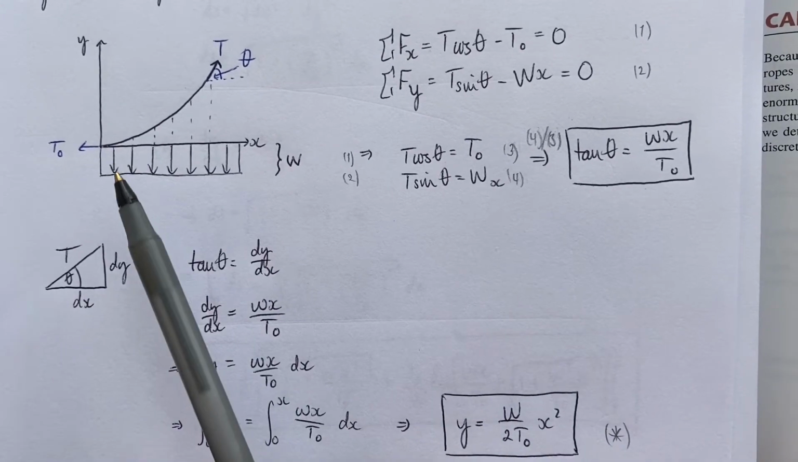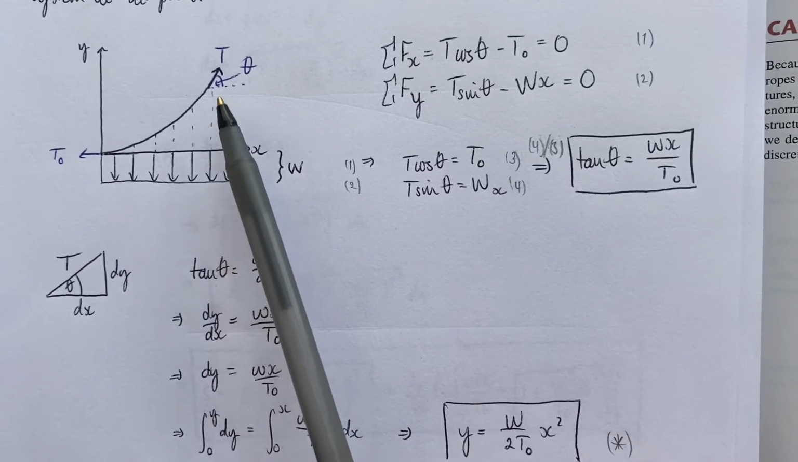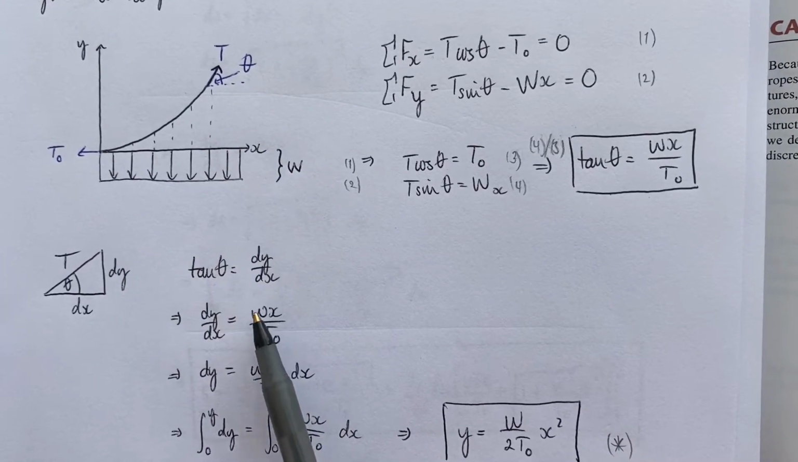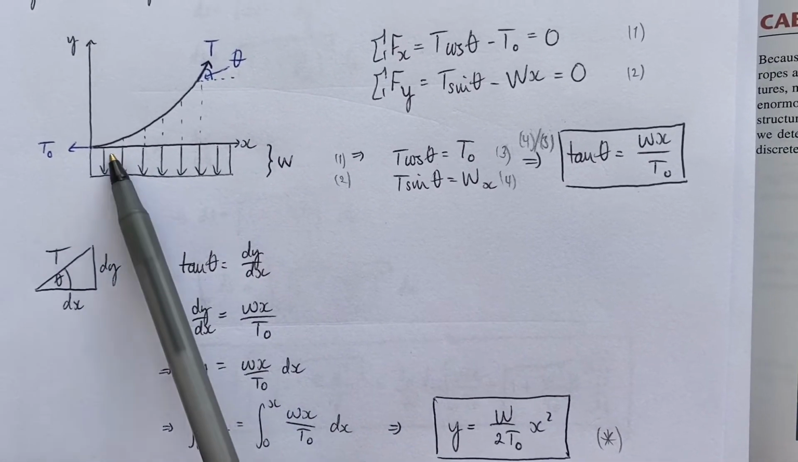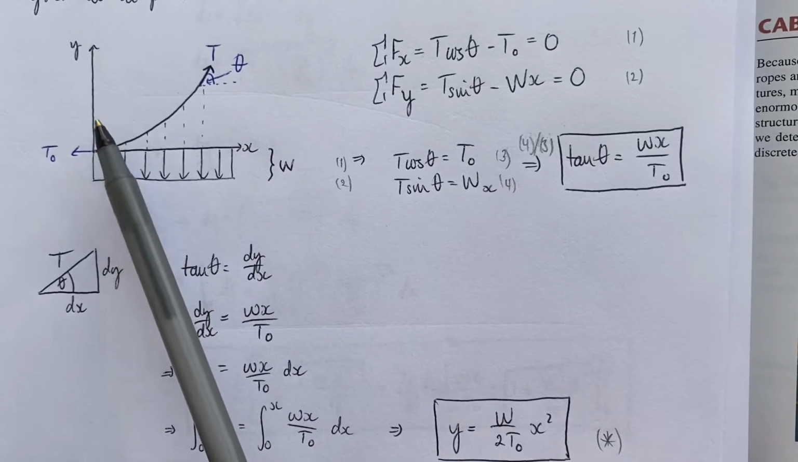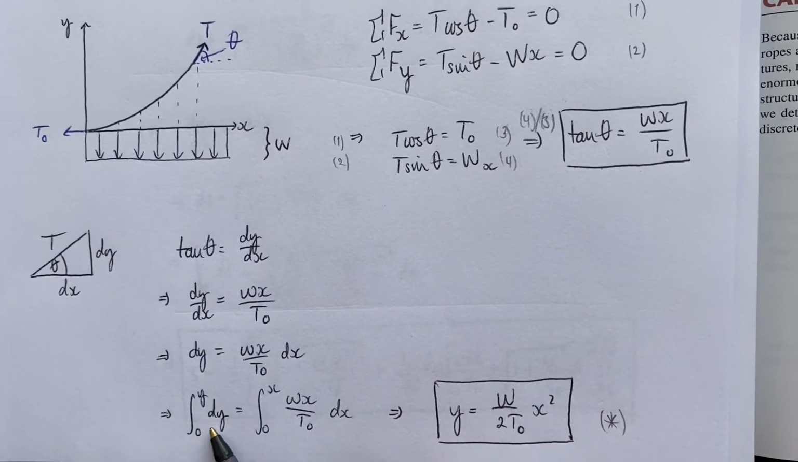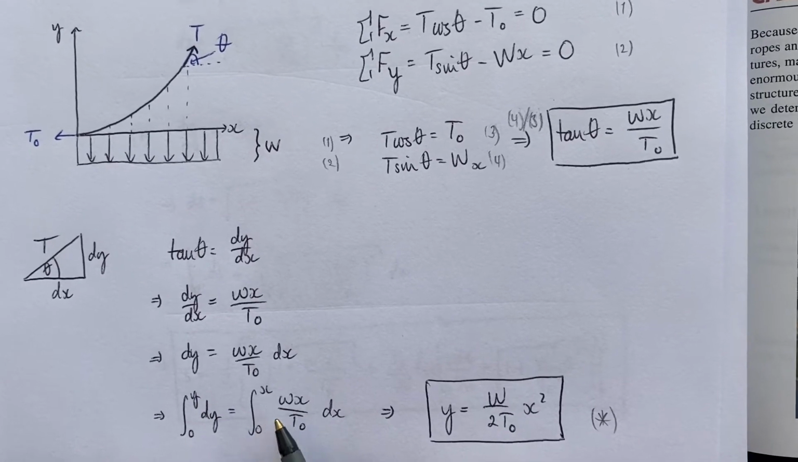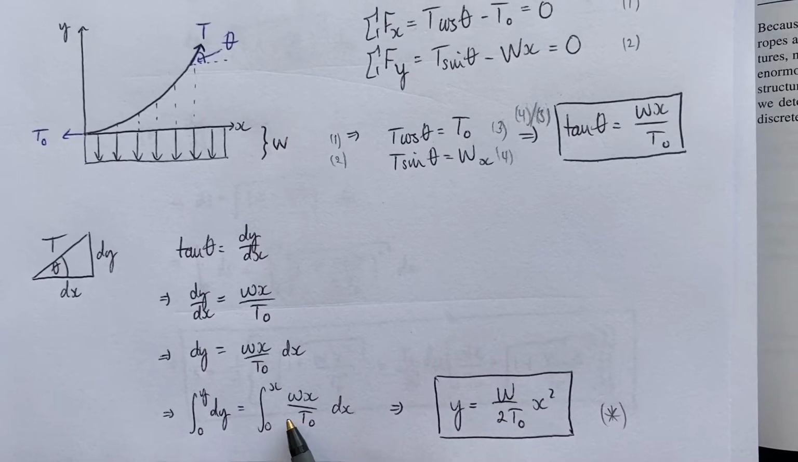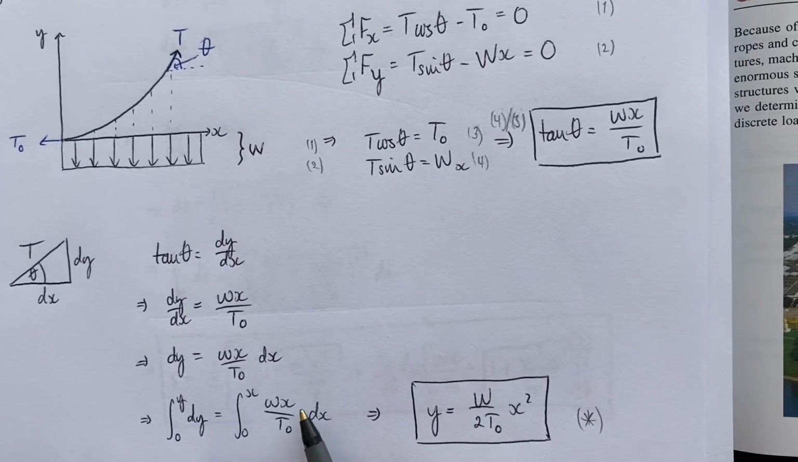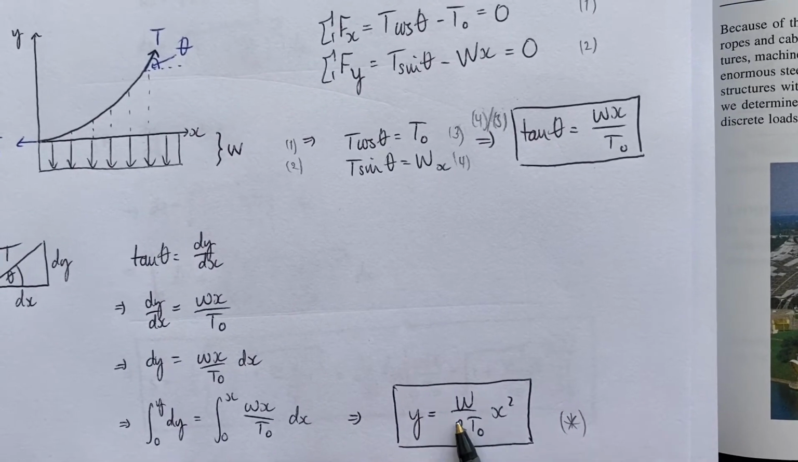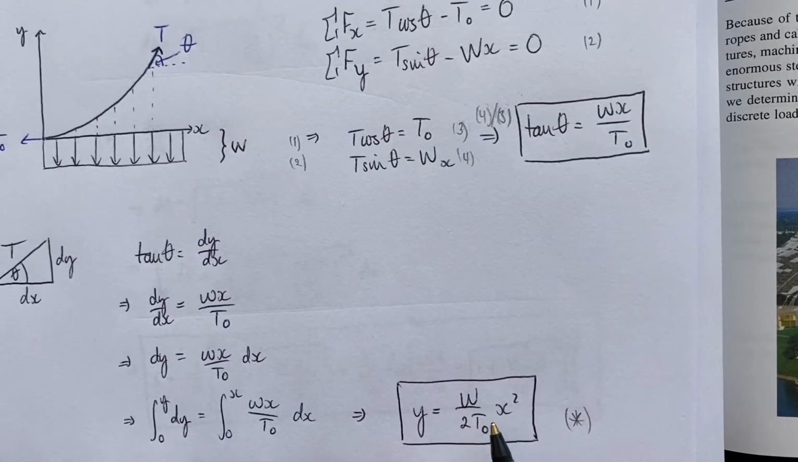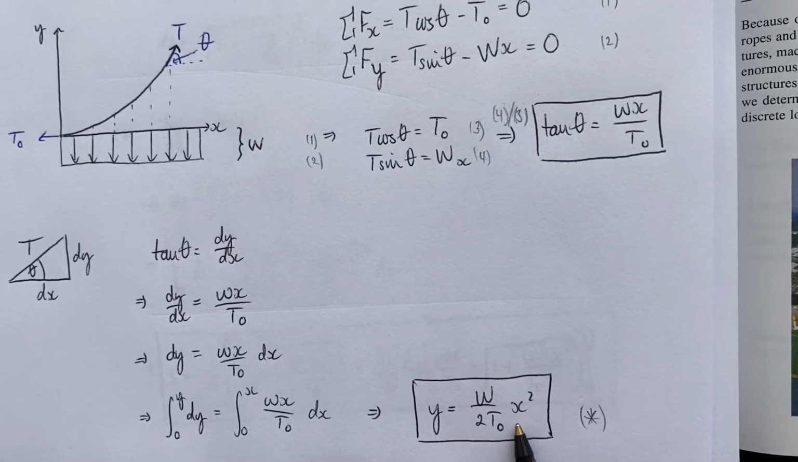because I'm integrating from the lowest point to the furthest point where t is acting, I can say that this distance here is x and this distance here is y, so I'm integrating between 0 and y on the left hand side and between 0 and x on the right hand side. So what happens is if I calculate those integrals, I get an equation for the shape of the cable.